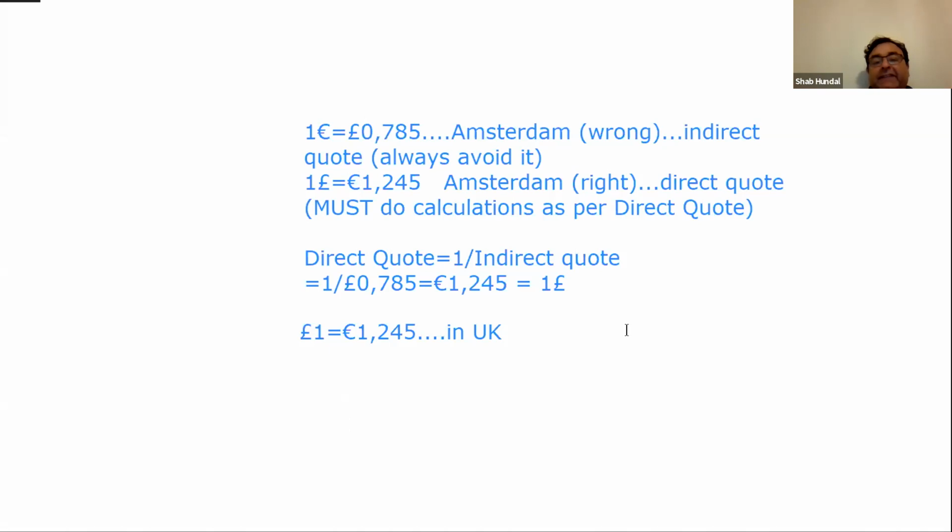It's very essential that whenever you have a question in the exam, whenever you see data from some company's annual report, always first of all check: is it a direct quote or an indirect quote? If it's a direct quote, give the green signal. And if it is an indirect quote, put the red mark and make sure that you first change it to the direct quote, and then you start doing calculations.